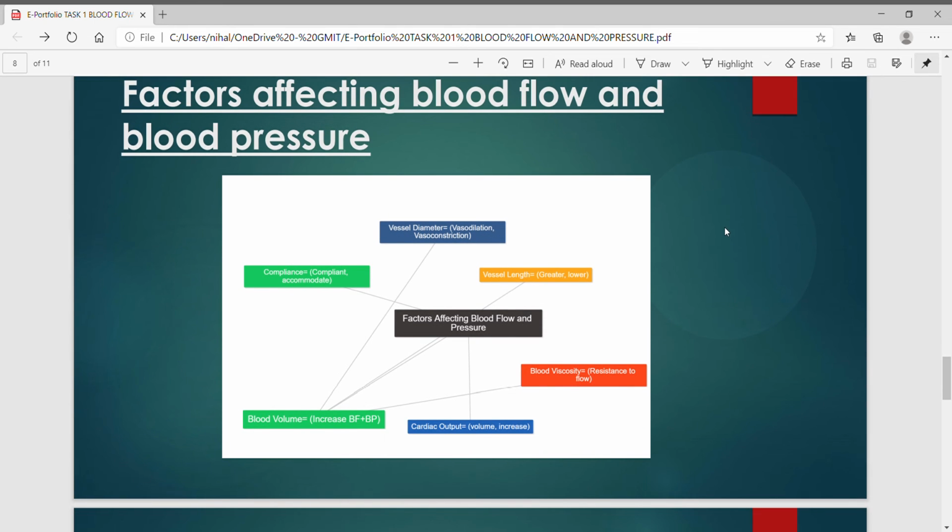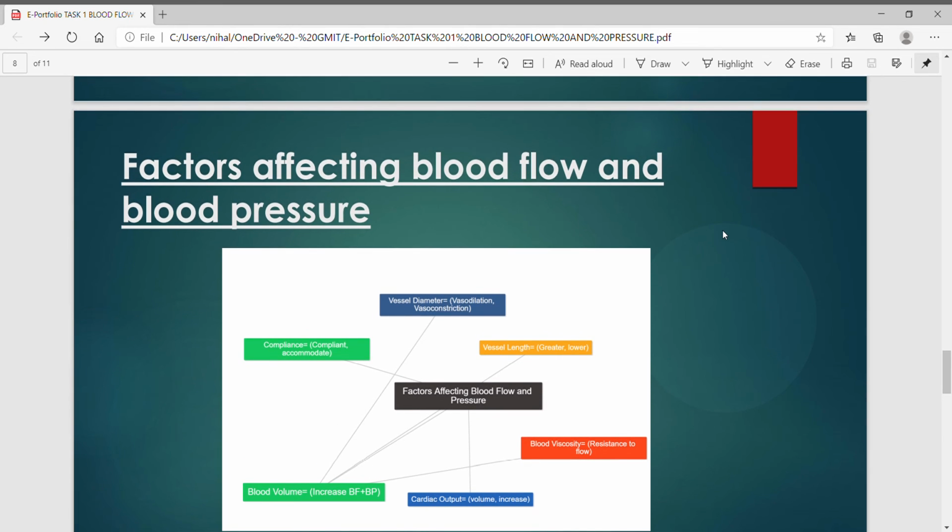Factors affecting blood flow and blood pressure. Using a text-to mind map, I created this mind map. There are 6 factors: vessel diameter, compliance, blood volume, cardiac output, blood viscosity, and vessel length.